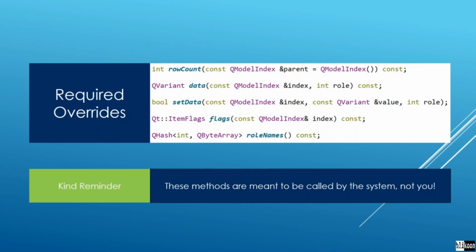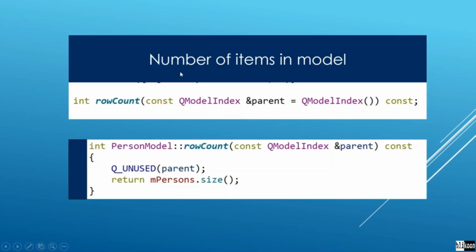All you need to do is provide them and make sure they are manipulating your list the way you want it to be manipulated. The rowCount method is going to return the number of items in the model. So whenever the list view in QML needs to know the number of items that it's going to display, it is going to call this method to know that. And you see that the implementation is really simple. We are returning the number of persons in our list of objects.